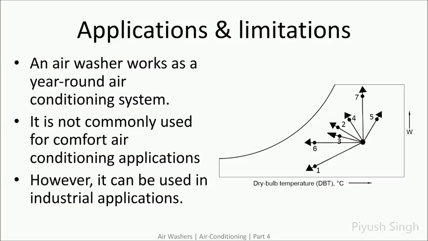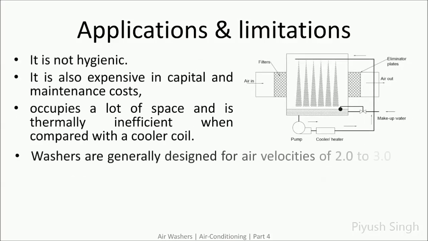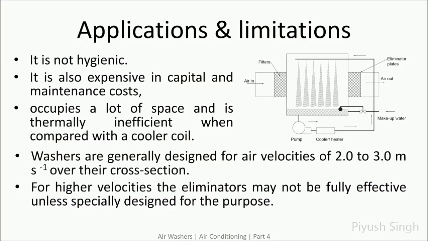Air washers are generally not preferred for humidifying air streams supplied to occupied spaces, but used in industrial applications. The reason is the concern related to its hygiene. Air washers also occupy a lot of space and are thermally inefficient compared to cooler coils. Usually, air washers are designed for air velocities from 2 to 3 meters per second, but high velocity air washers with better eliminators and larger banks of water sprays are also available in the market.